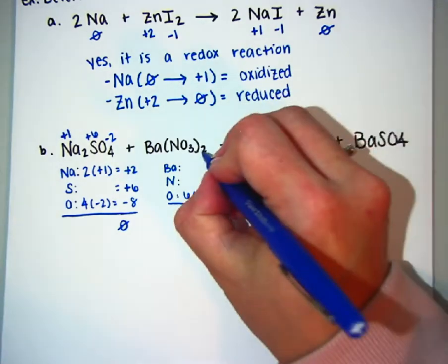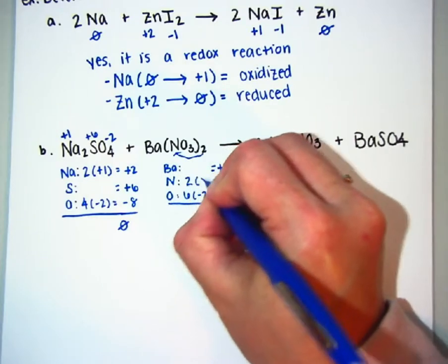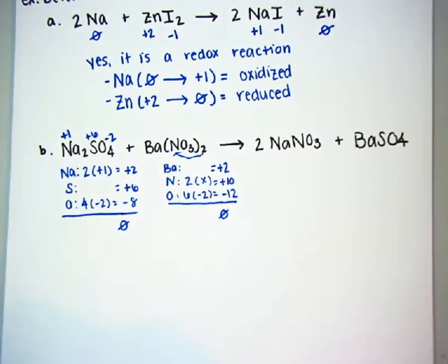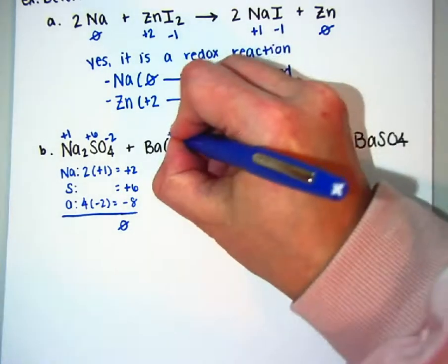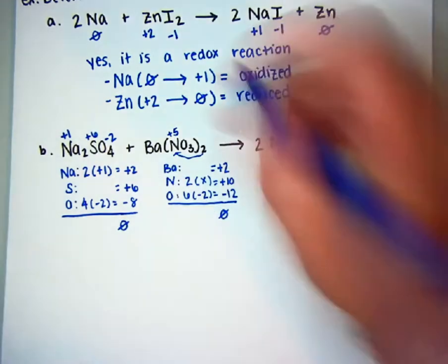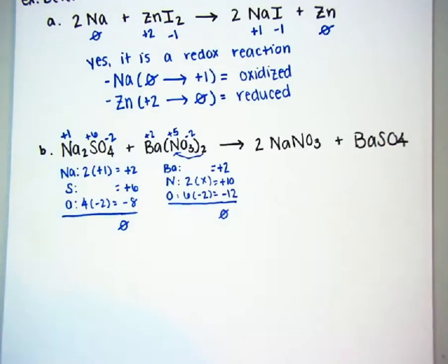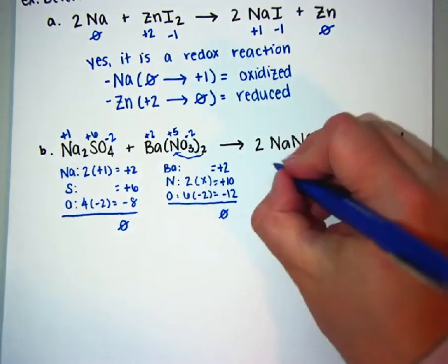But don't forget to pay attention to your formula. There are 2 nitrogens. So if I have 2 nitrogens and together they have to equal positive 10, each nitrogen must be positive 5. Each oxygen is -2, and barium's positive 2. Over to the product side.